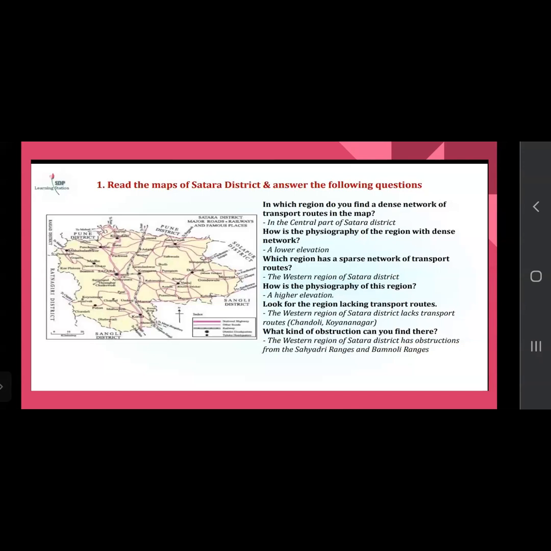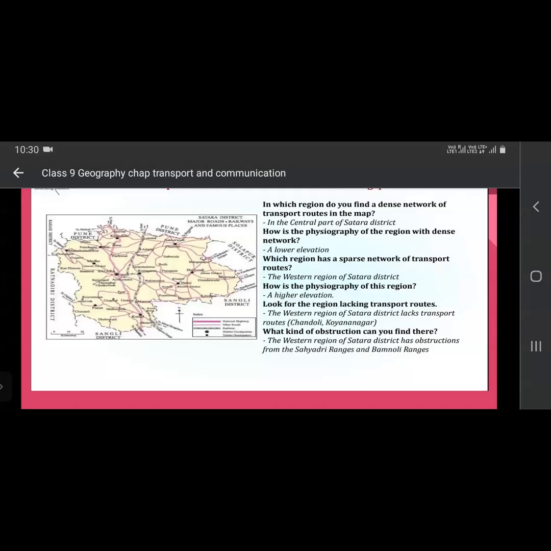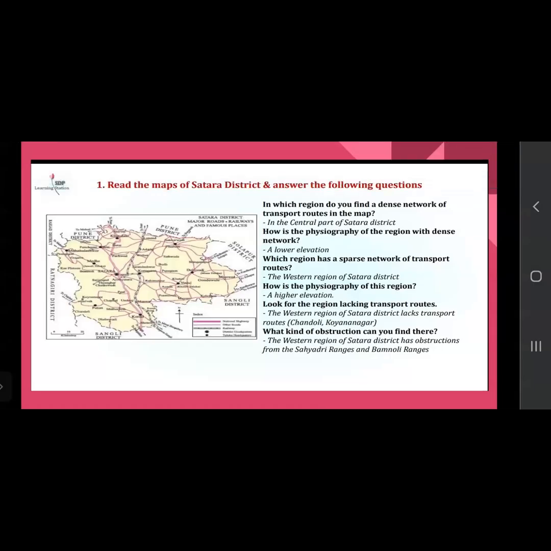Now we will move to the question answers. Read the map of Satara district and answer the following questions. This is the map of Satara district, and by reading it we have to answer the questions. In which region do you find a dense network of transport routes in the map?